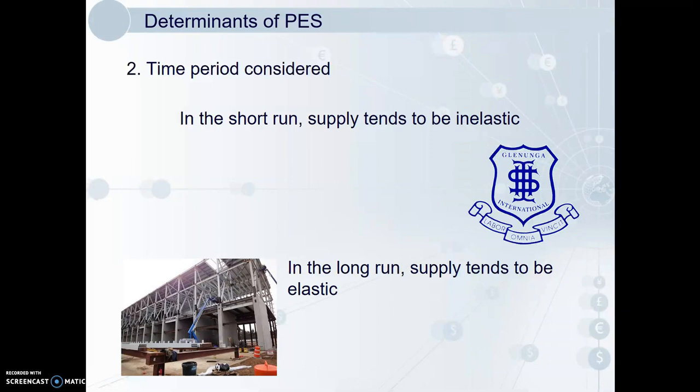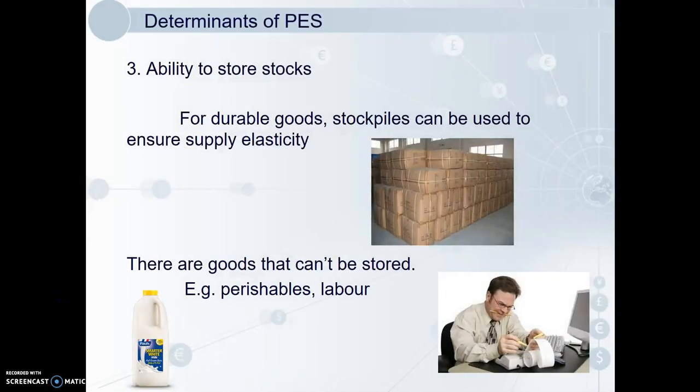In fact, what the state government is doing right now is responding to inner city demand for public high schools by building the new Botanic High School on Frome Road. The ability to store stocks determines PES. Some goods can be stored easily, for example, televisions, and can be released as needed, whereas goods like milk and services like labour need to be provided on demand, rendering them more inelastic.